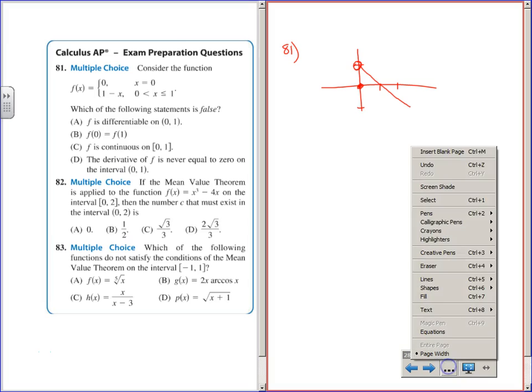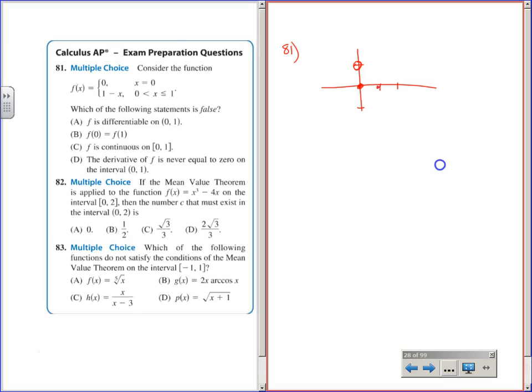This is a tiny baby function. All right, tiny baby function, only up until 1. So you could have actually looked at the picture if that helped. Their question is, is the function differentiable between 0 and 1? Do you guys see any sharp points between 0 and 1? Any vertical tangent lines between 0 and 1? So therefore, that's true. f of 0 equals f of 1. Are those 2 points the same? That's true. f is continuous on 0 to 1, including the endpoints.